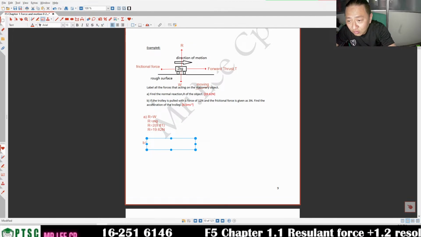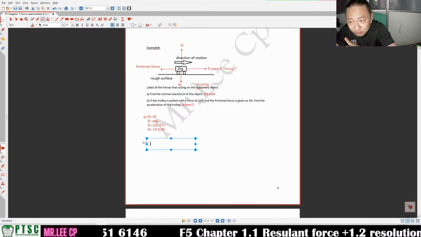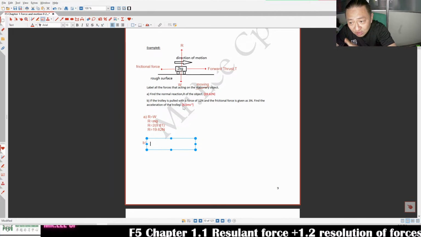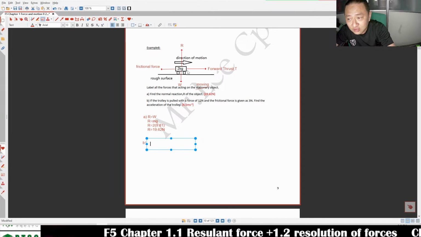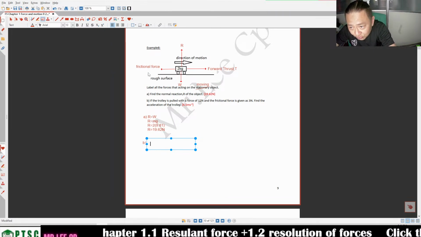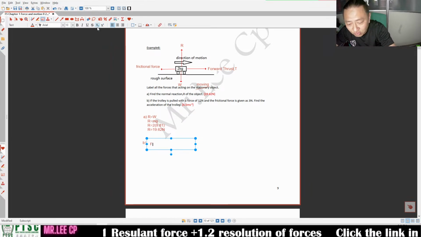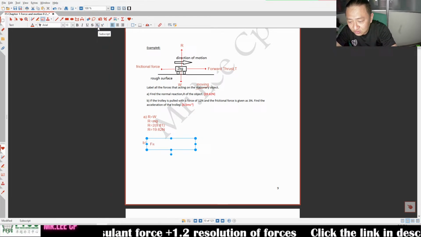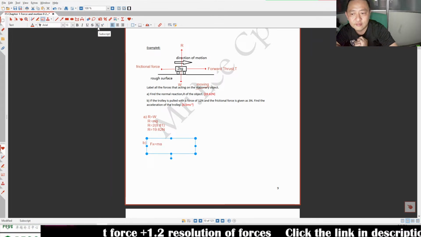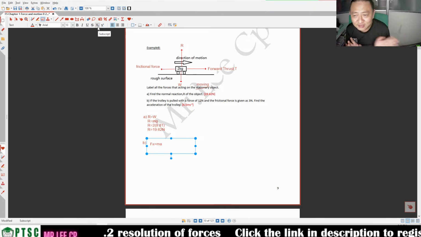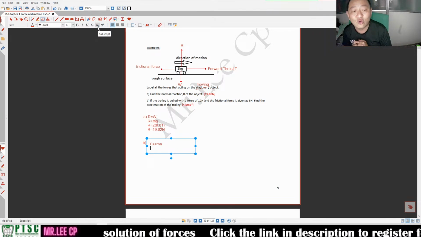B. Now the trolley is pulled with a 12 Newton forward force, right? Frictional force is 3. Find the acceleration. Forward is 12, friction gives you 3. The net force is equal to ma: the forward force minus the backward force. That's why it moves forward.